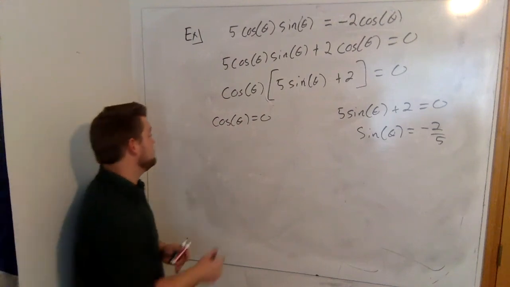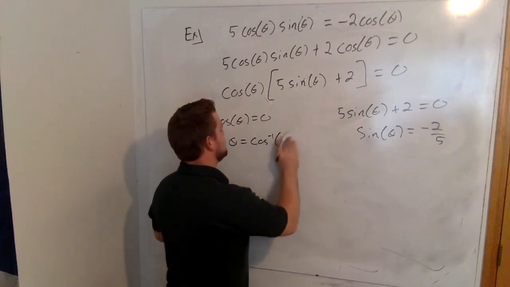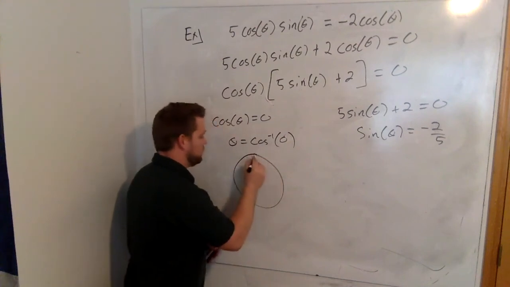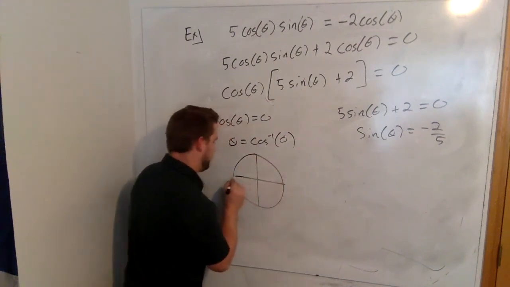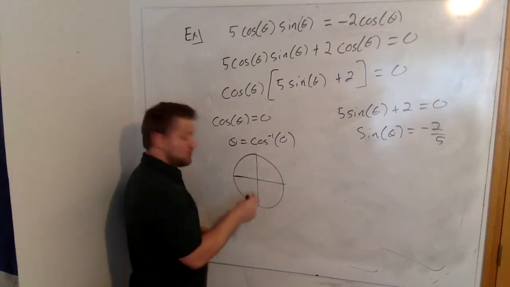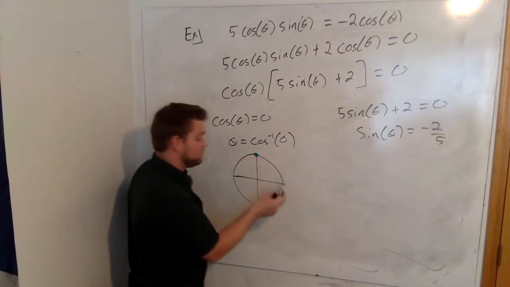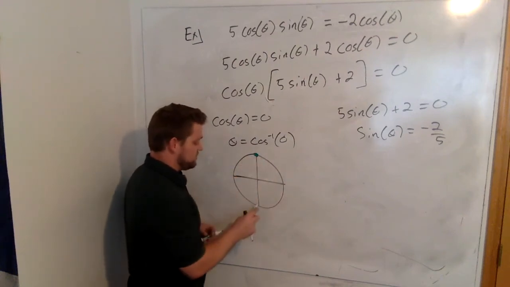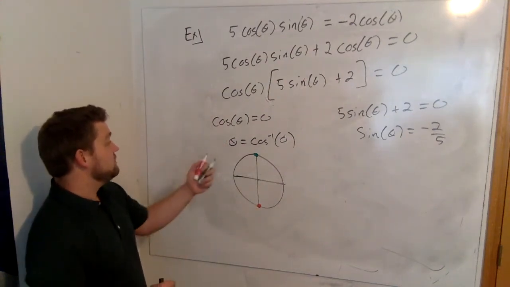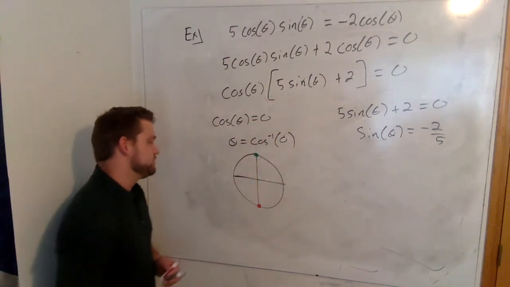Okay, let's do this one first. So theta will be equal to the cosine inverse of 0. How about instead of using our calculator, let's just take a look at the unit circle. At what locations do we have an x-coordinate of 0? Well, there are two locations. There's here. This is the one that your calculator would tell you. It's the one that's between 0 and pi. The one that your calculator doesn't tell you is this one here. There are two angles between 0 and 2 pi that give you an x-coordinate of 0.